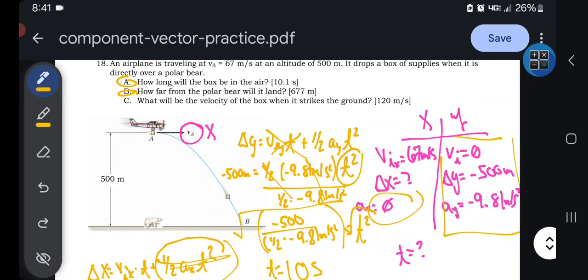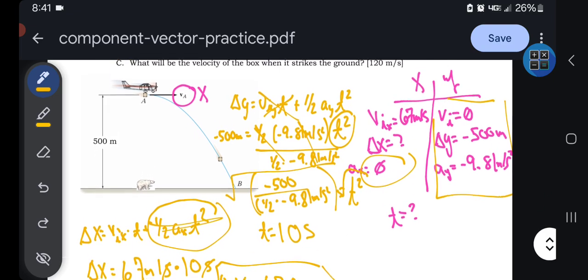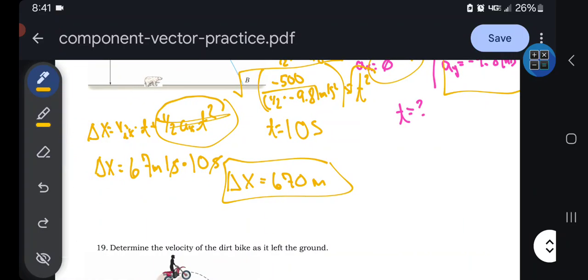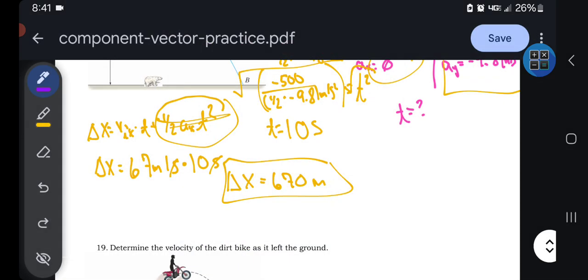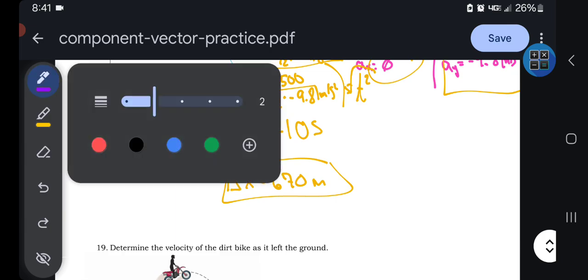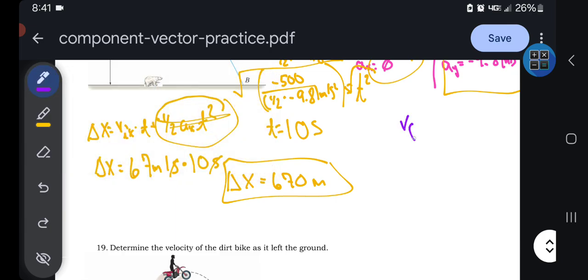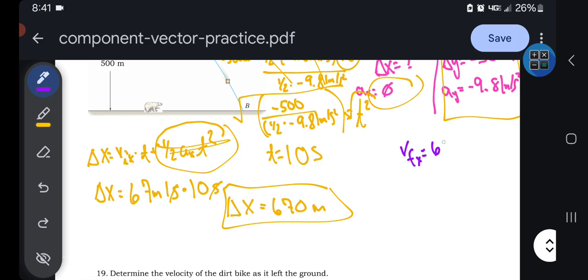Alright, now what will be the velocity when it hits the ground? So we want to know v final, which is going to have an x component and a y component, but we already know the x component. The v final in the x is going to be the same as what it started with because there was no acceleration in the x, which means no change in velocity. So my velocity final in the x is going to be the 67 meters per second. We need to solve for our velocity final in the y.